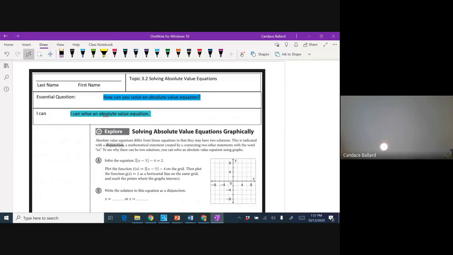We are going to work on topic 3.2. Okay, solving absolute value equations today. All right, so that's where we are at. Hopefully you wrote down the essential question and the I can statement. So the essential question is, how can you solve an absolute value equation? And the I can statement is, I can solve an absolute value equation.